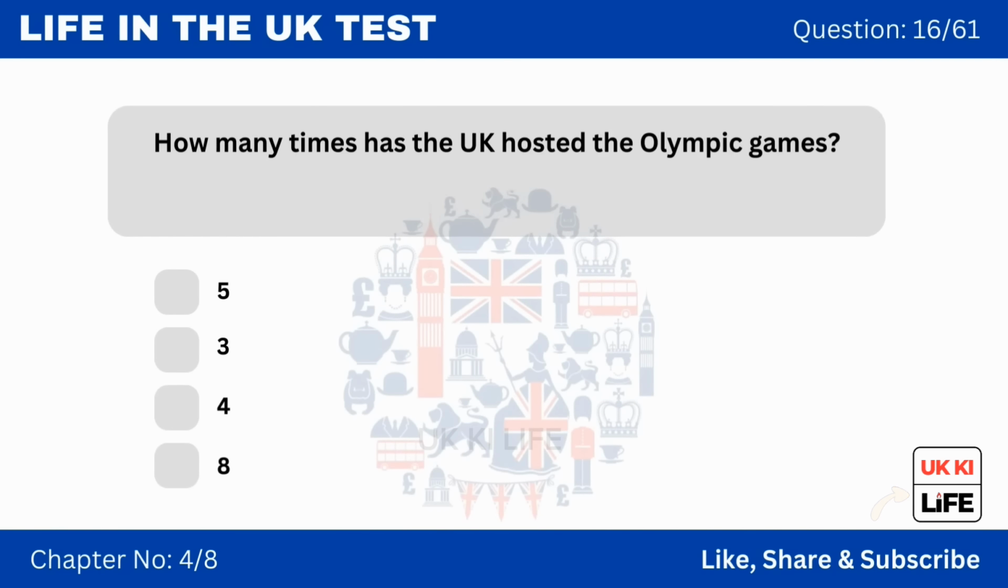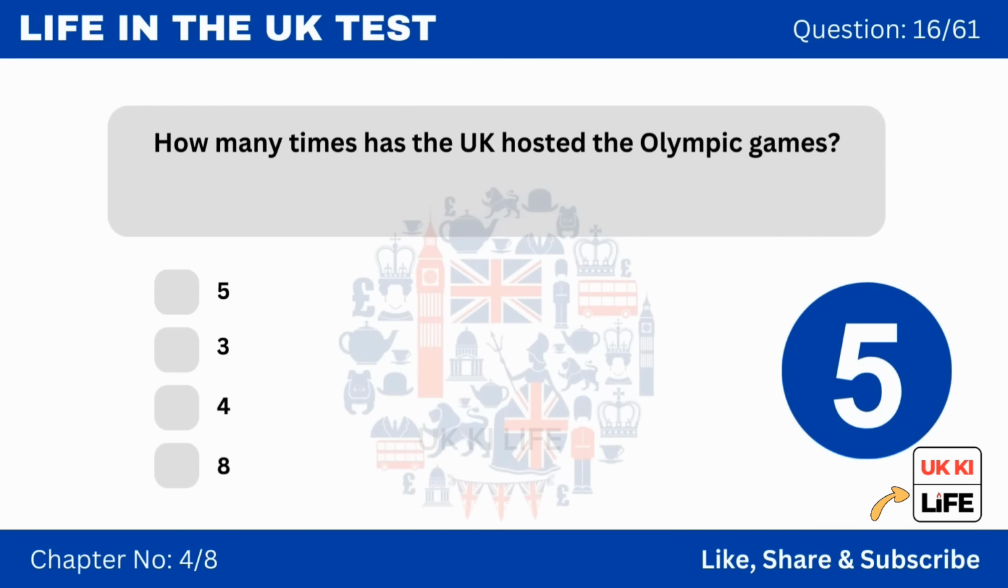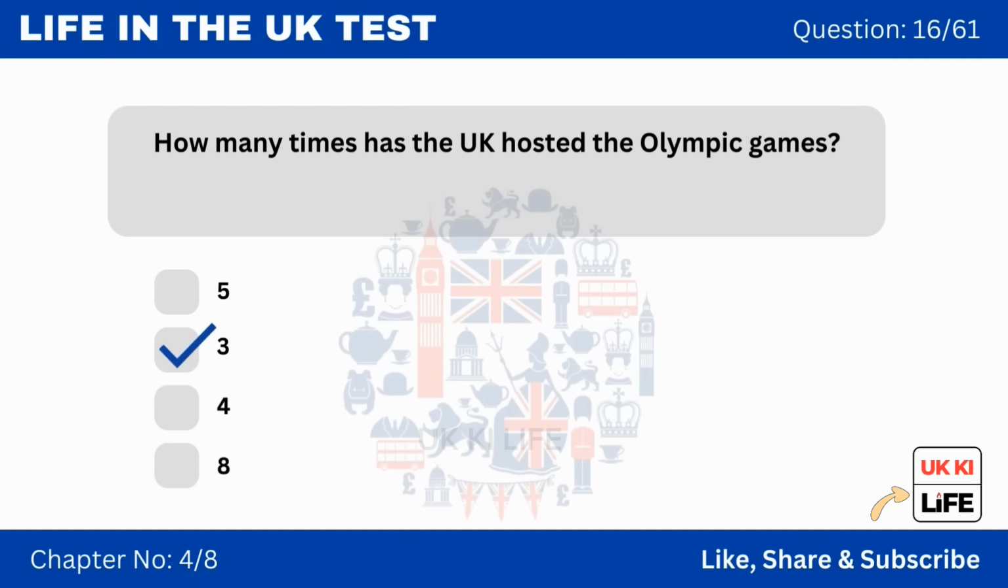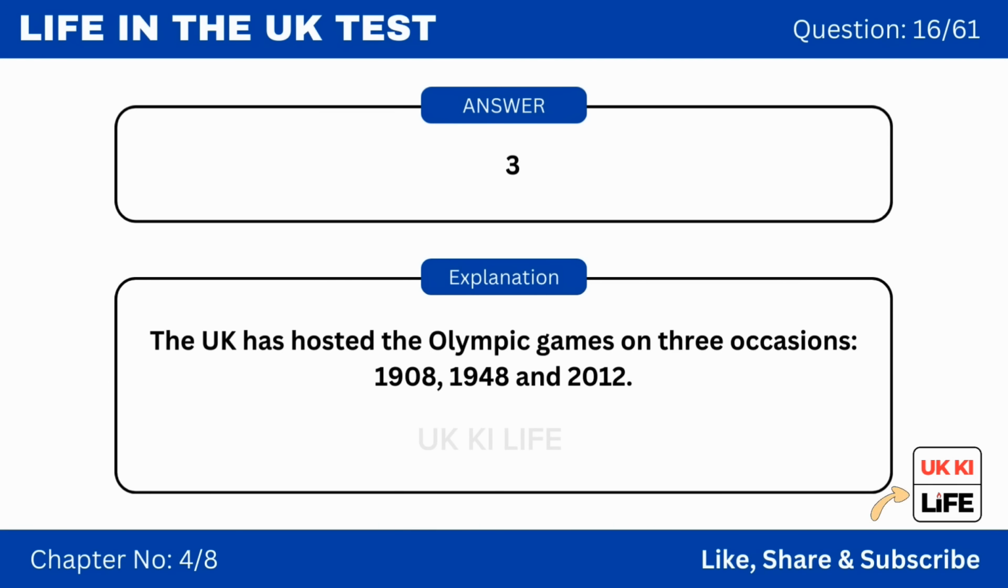Question 16. How many times has the UK hosted the Olympic Games? 5, 3, 4, 8. The correct option is B. Explanation. The UK has hosted the Olympic Games on 3 occasions, 1908, 1948 and 2012.